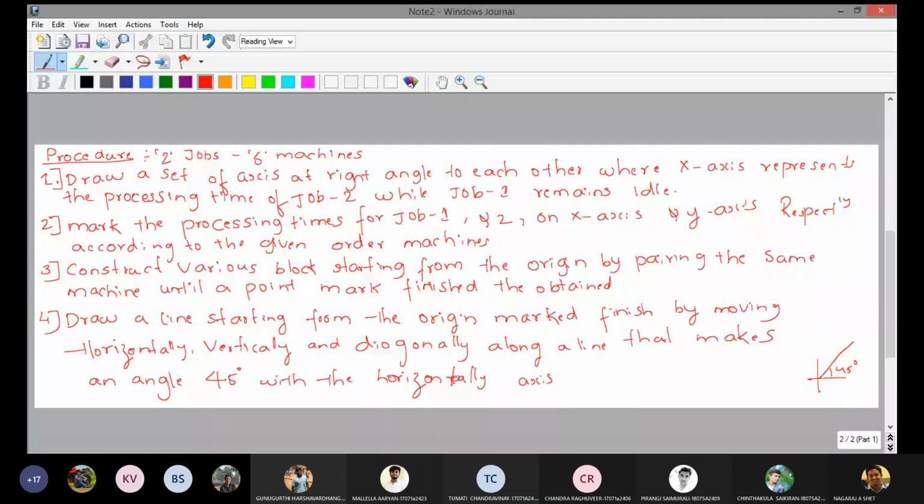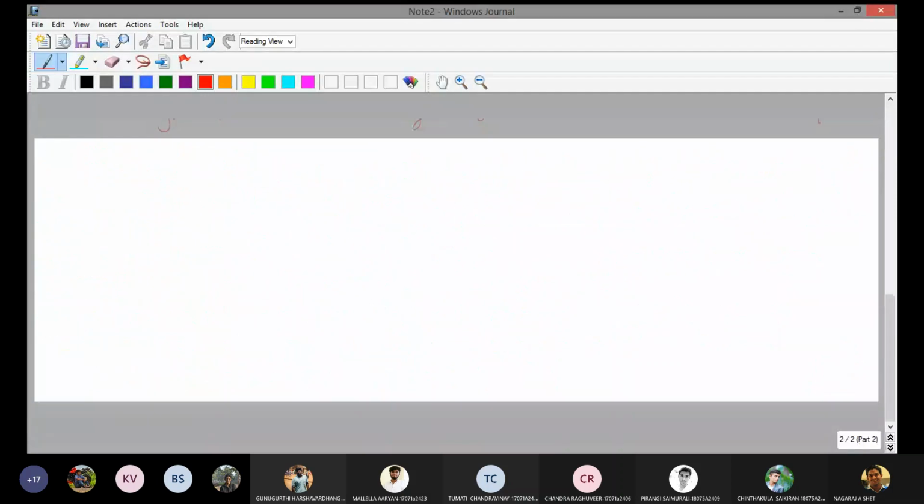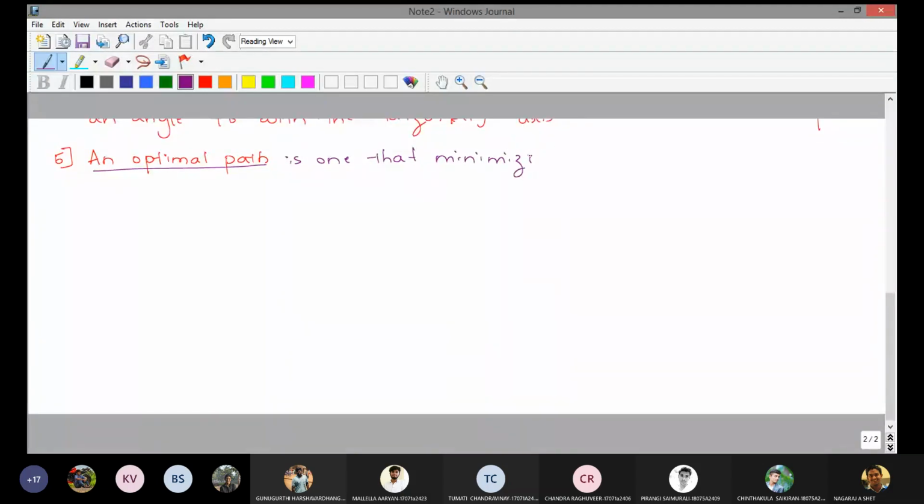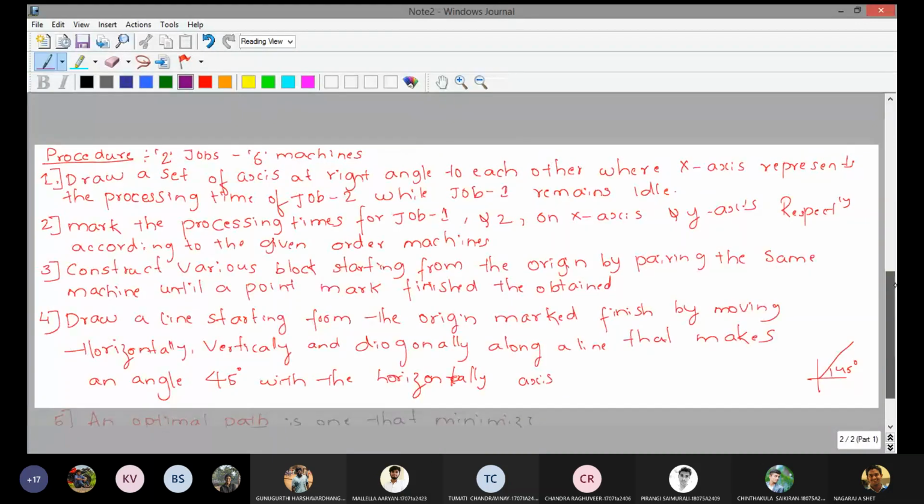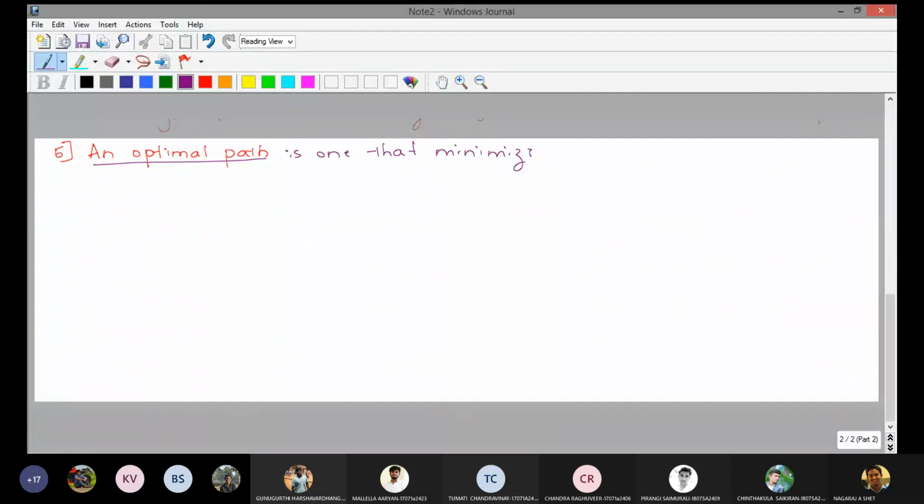Yes, sir. Okay. Now, after completing the fourth 45-degree angle, the fifth point is that we have to find the optimal path. The optimal path is important here. How do we find the optimal path? The optimal path is the one that minimizes the idle time. Sometimes they will give what the optimal path is in the sequence, so you'll get a clear idea of how the problems can be solved.